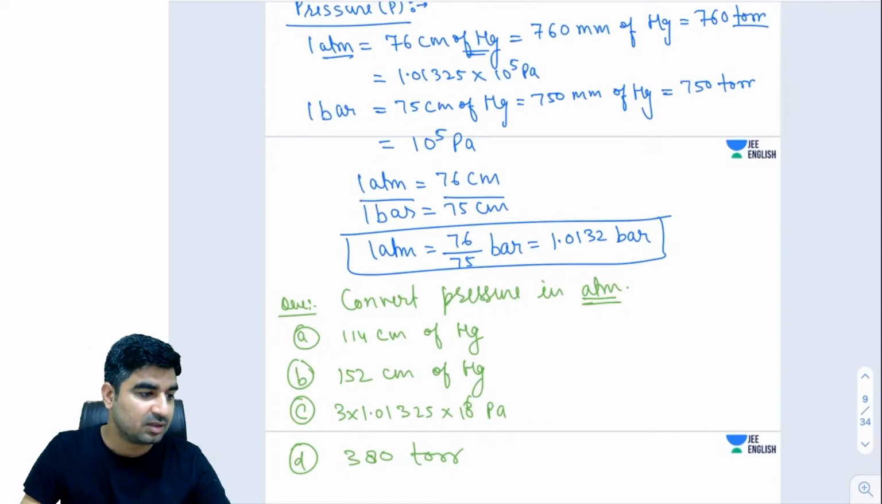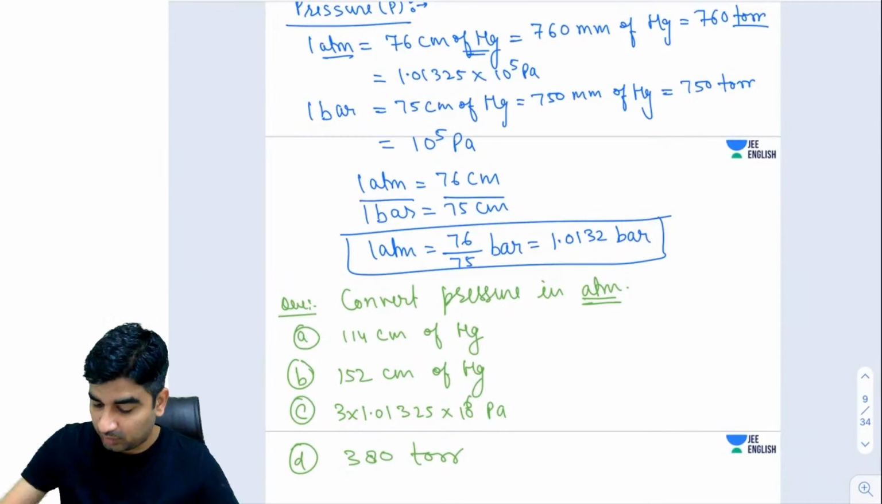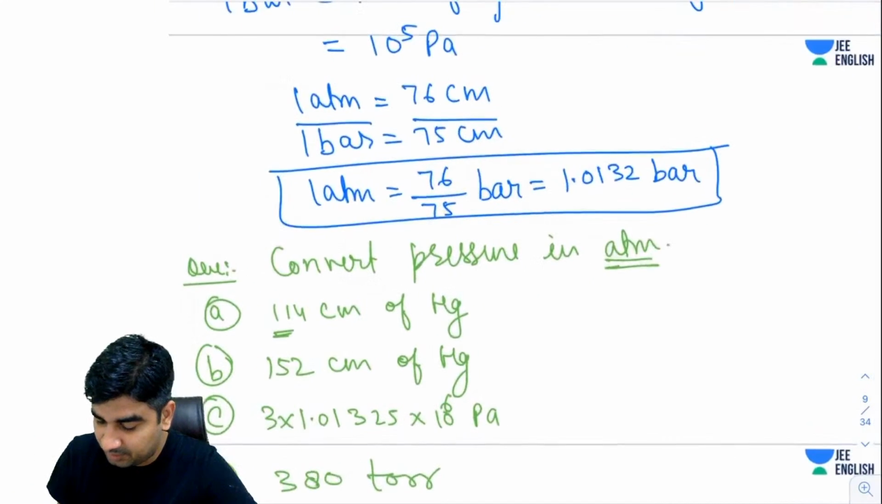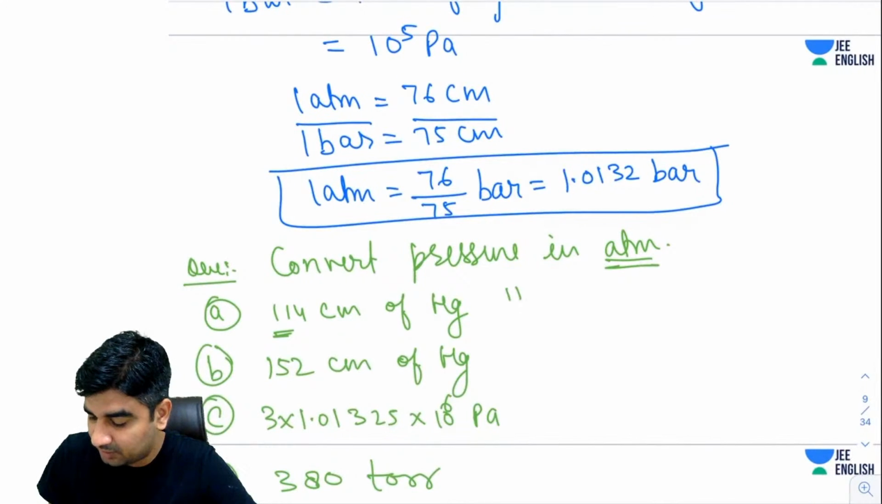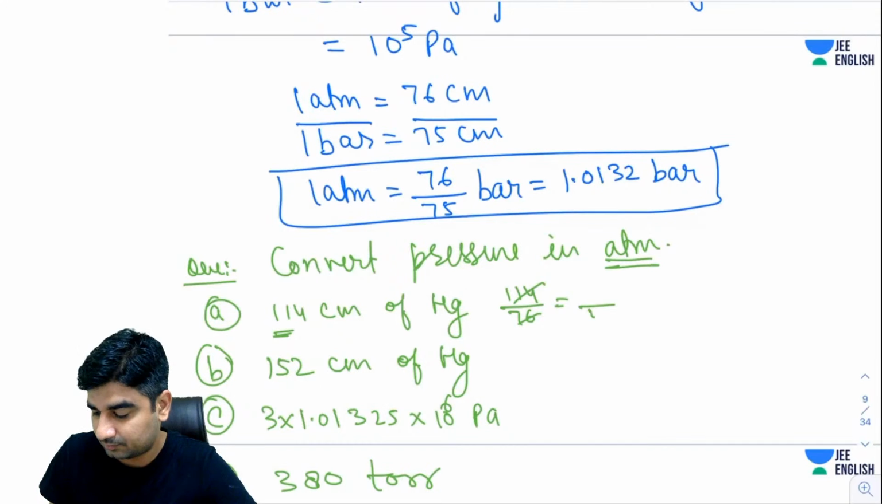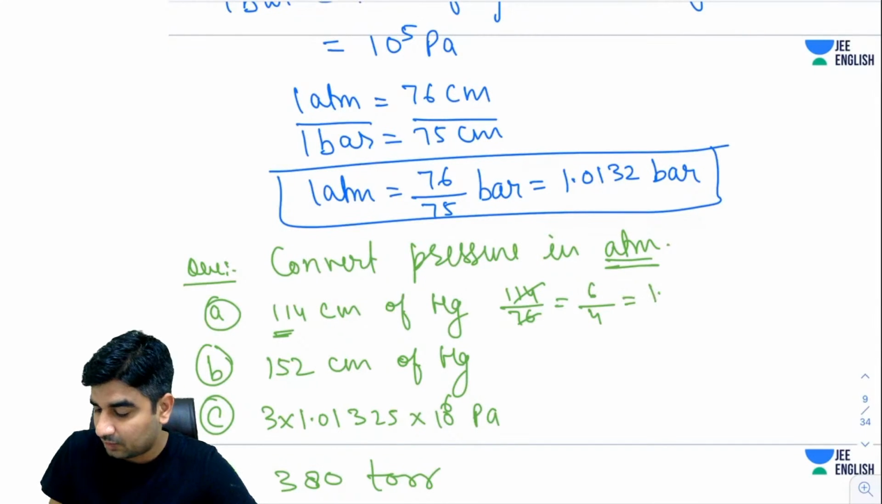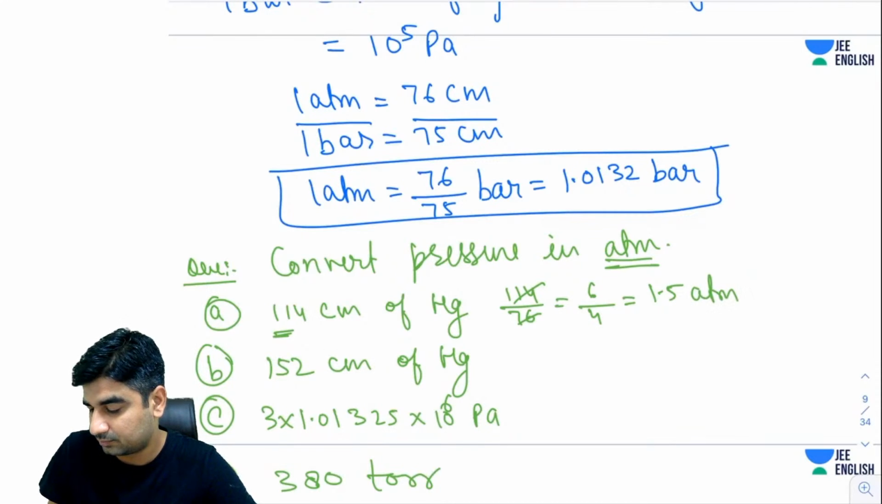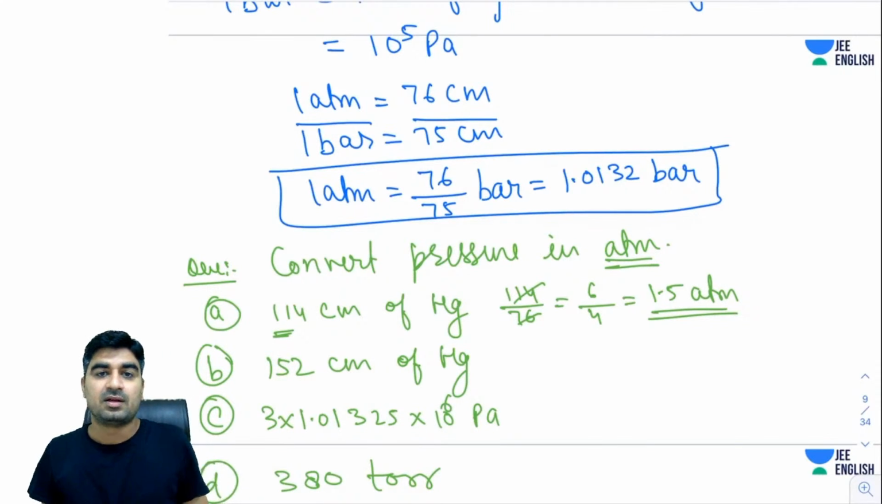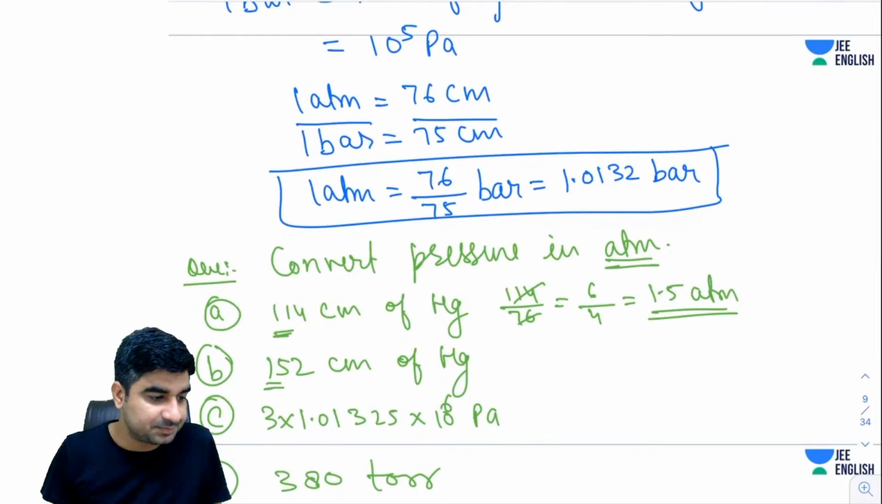Yes. Are you done with it? Sandeep, Parmita, Triveni, solutionist. Yes, anyone. So what you will do is 76 centimeter it says. So when you convert in atm, you will divide it by 76. Right? But it will be 1.5 atm, and here you have 152.